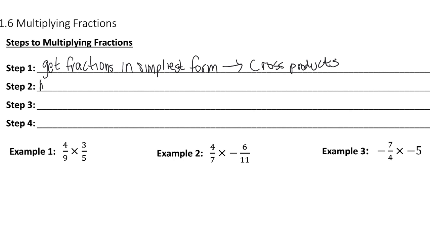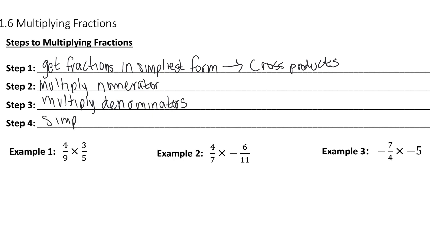So we multiply our numerators. Multiply numerators. Multiply denominators. And then the last step is always to simplify. All right, so pretty straightforward. Multiply across, and then simplify. All right, let's look at example one.